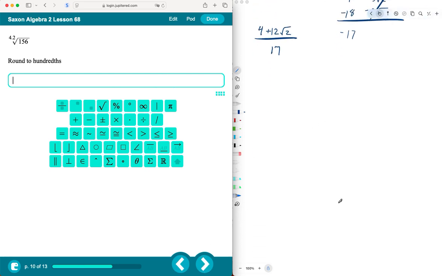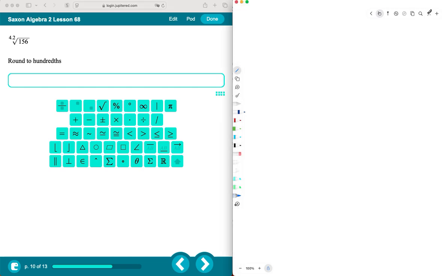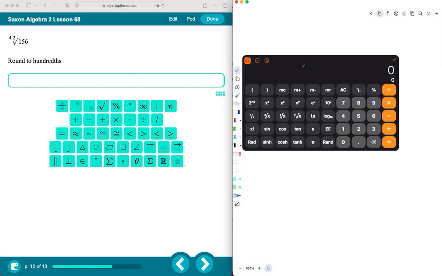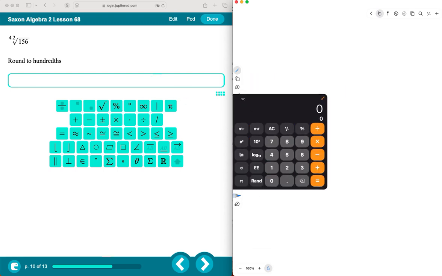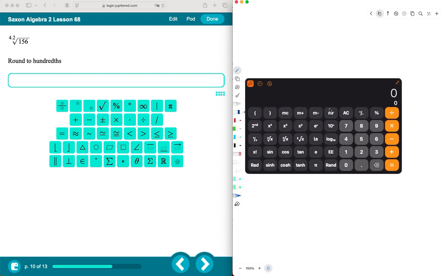All right, next problem. Round to hundredths. So all you need is your calculator. I'm going to get my calculator, put it in scientific mode. All right, so here's what I'm doing. Oops, it's not going to fly right there. All right, so 4.2 square root of. So we're going to use this square root function where I can type in the root and I can type in the index. So for me on my calculator, the way mine works, you type in the x first and then you type in the y. That's the way this calculator works.